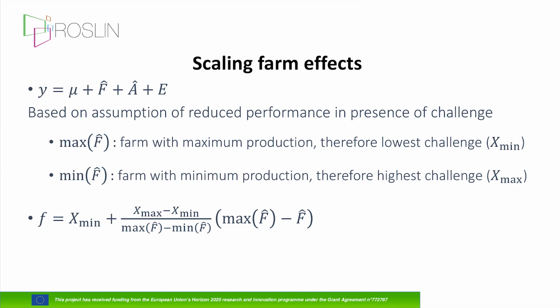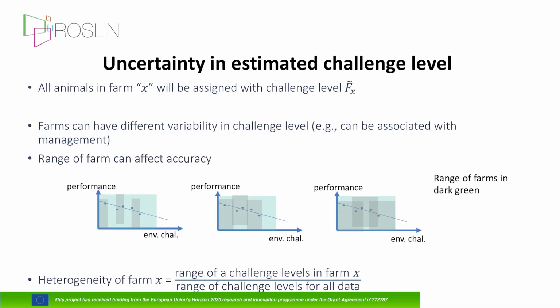Okay, so when you have like 10 farms and 1,000 animals, all the animals in each of the 10 farms are going to get the same challenge level. So at the end, you will end up with only 10 farm effects. And so all the animals in each farm will be assigned with the same challenge level.